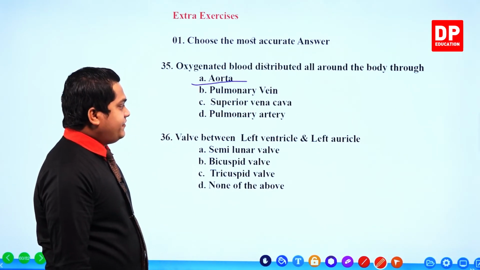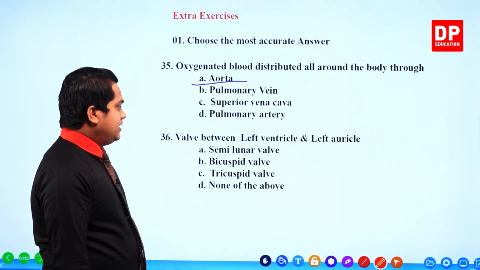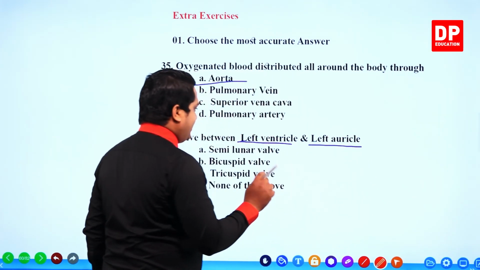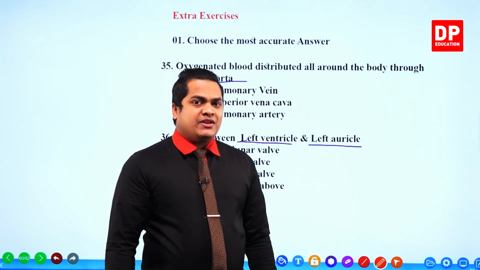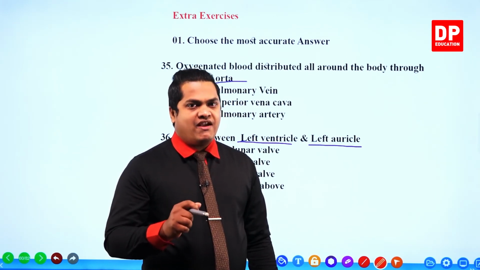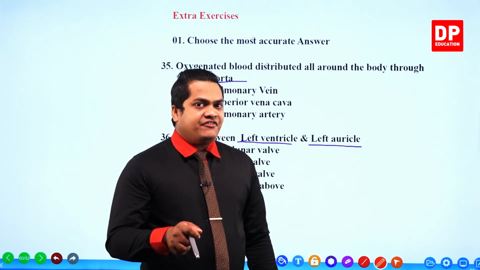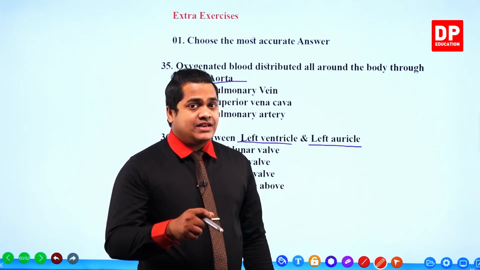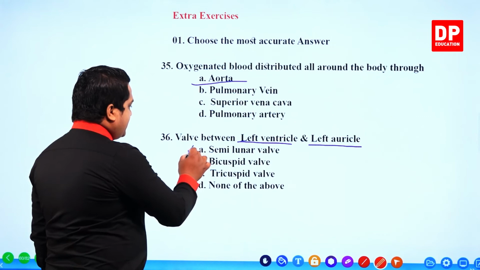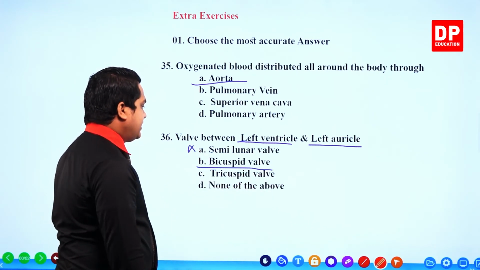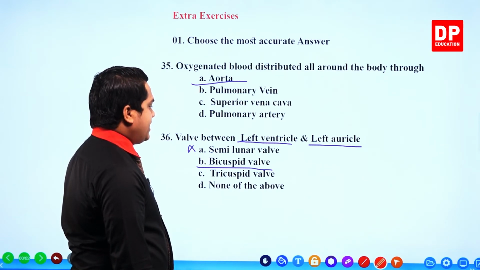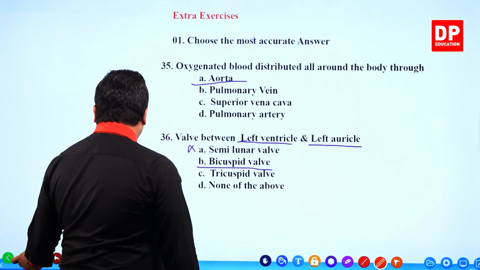The valve between the left ventricle and left auricle. Between the left ventricle and left auricle, we can observe the bicuspid valve. If it is left, bicuspid. If it is right, then tricuspid. So semilunar valve, incorrect. Bicuspid valve is our correct answer.